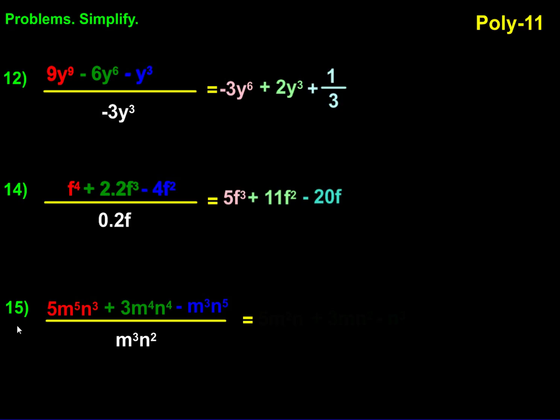And number 15. Once again, same idea. This time we have m to the 3rd, n to the 2nd, and we're dividing each of these numbers up top by that. So if we divide 5m to the 5th, n to the 3rd, we get 5m to the 2nd, n to the 1st. If we divide positive 3m to the 4th, n to the 4th, we get positive 3m, n to the 2nd. And if we divide negative m to the 3rd, n to the 5th by positive m to the 3rd, n to the 2nd, we get a negative n to the 3rd.